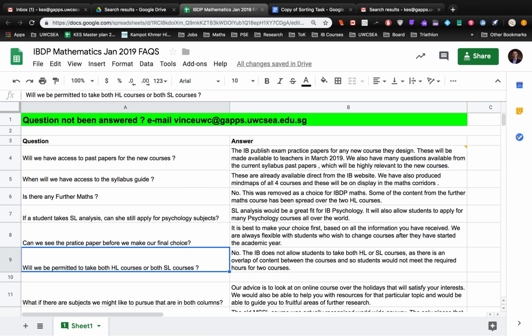Could we take both HL or both SL? I think I answered that in one of the previous slides when I was talking through the presentation, that it's not allowed, no. You can't take both HL or both SL, just can't do it.